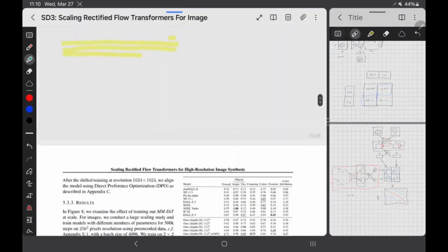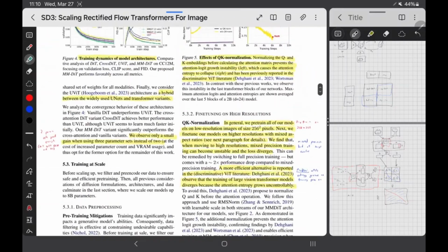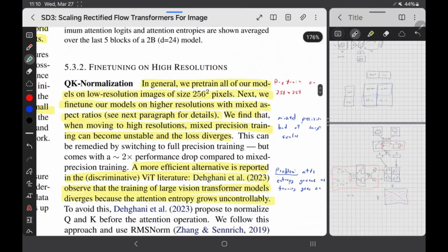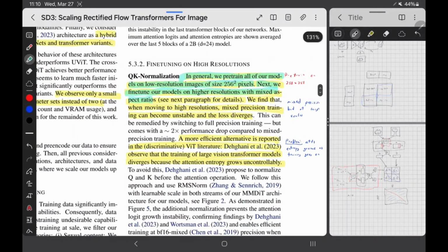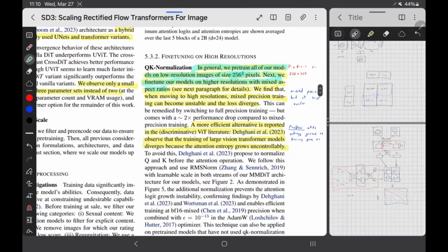So T5 is useful. Another thing they do is, let me see where this is at, right here. In general, they pre-train the models on low resolution images, 256 squared. So they start off with just these 256 by 256 images, and they pre-train on that. And then they fine-tune the models on higher resolutions, as well as different aspect ratios. So you initially train with just 256 by 256 pixels, and then they fine-tune on larger images. And they change the time step embeddings accordingly.